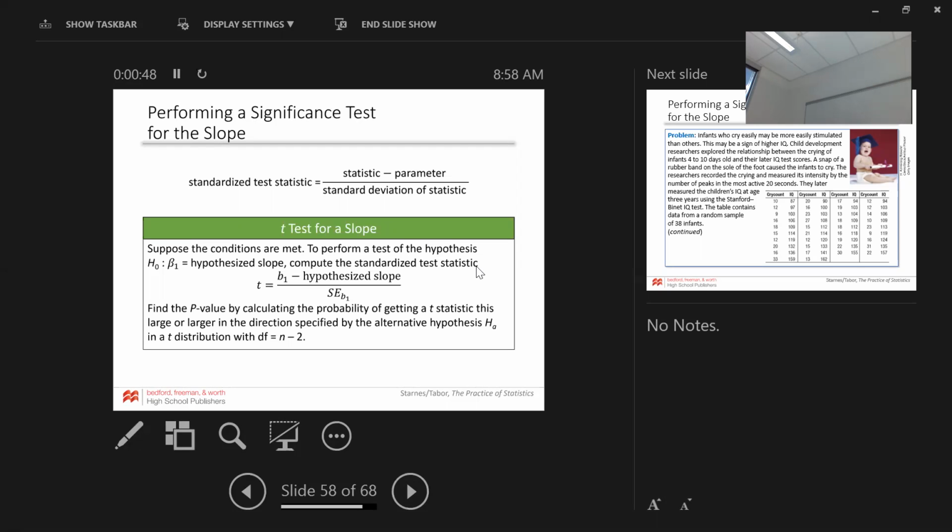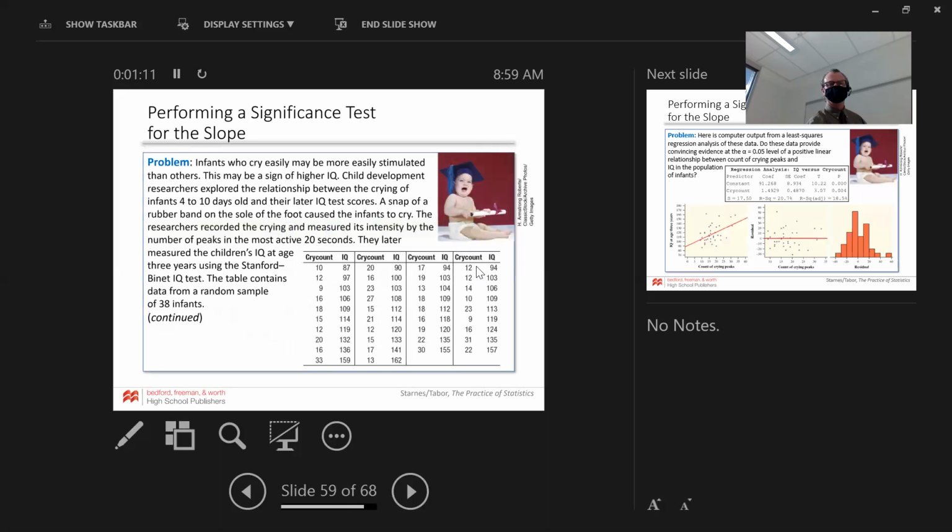Degrees of freedom went from n take away 1 on a t-test, to rows take away 1 times columns take away 1 on a chi-square test, to n take away 2 for a test for linear regression. So here's the crying babies.